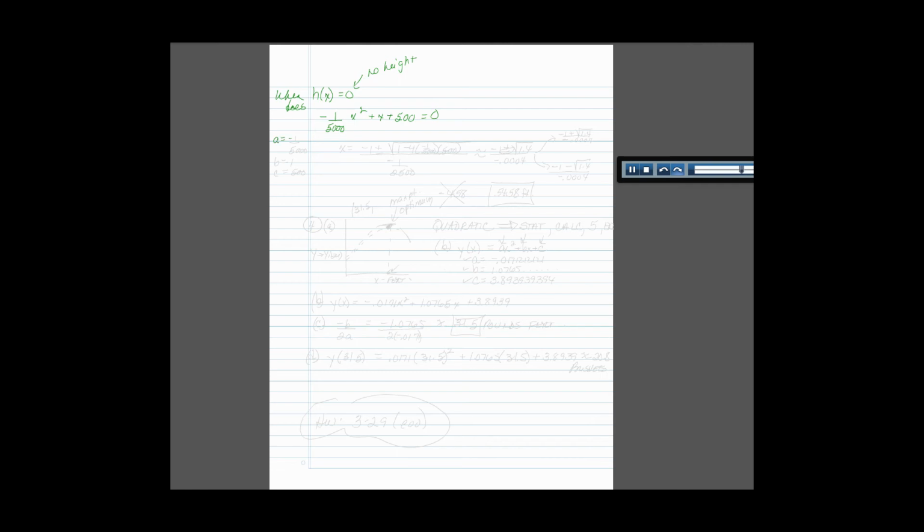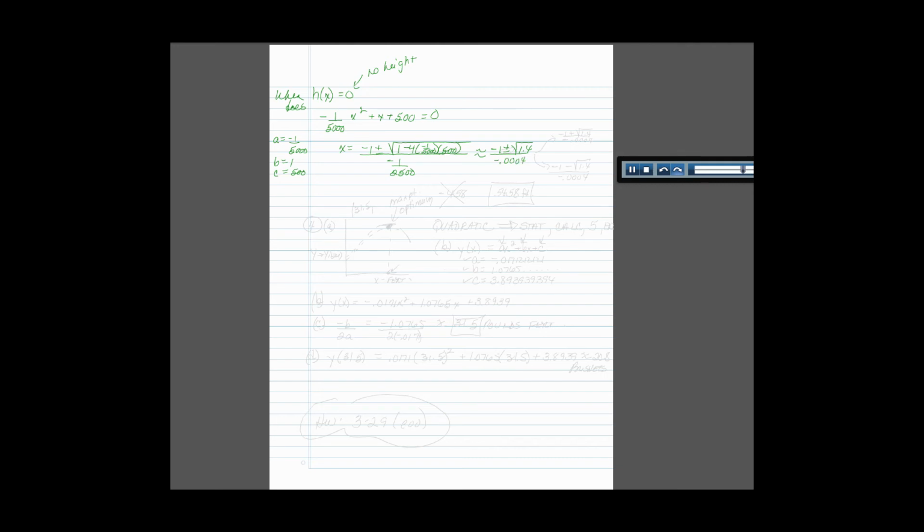So let's go back again. Our A is negative 1 over 5,000. Our B is 1. Our C is 500. And we need to put that into the quadratic formula. So it's negative B plus or minus the square root of B squared minus 4 times A times C all over 2 times A, which will be negative 1 over 2,500, or negative 2 over 5,000. Now be very, very careful how you put this in your calculator. That will be approximately equal to negative 1 plus or minus the square root of 1.4 all over negative 0.0004.